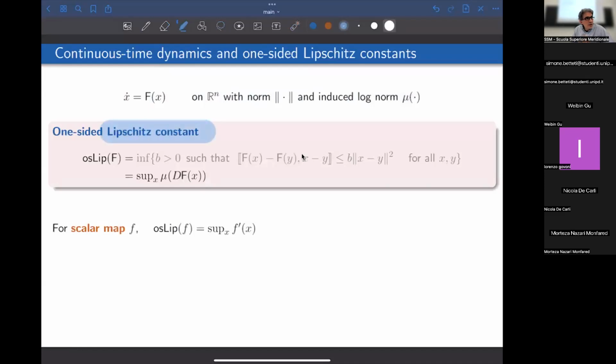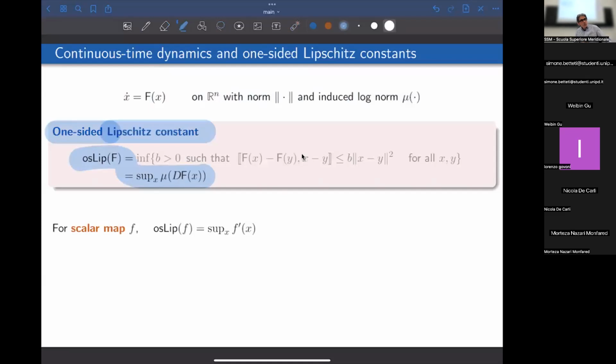Now I need to define the equivalent of the Lipschitz constant. And the equivalent I will call the one-sided Lipschitz constant. Some people also call it the log Lipschitz constant, but let's just say one-sided. I'll go with that for today. The one-sided Lipschitz constant, I should define it, and then I should give you a condition on the Jacobian. For now, I'll skip that part in gray. I'll come back to that later. Let me define the one-sided Lipschitz constant, osLip, using the differential characterization.